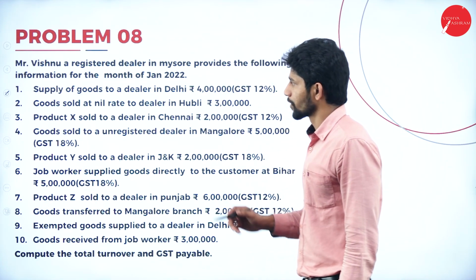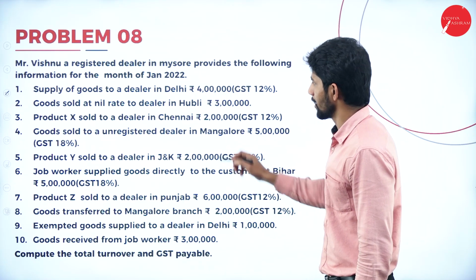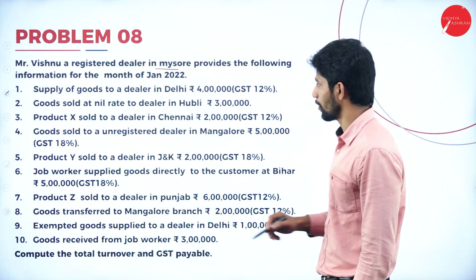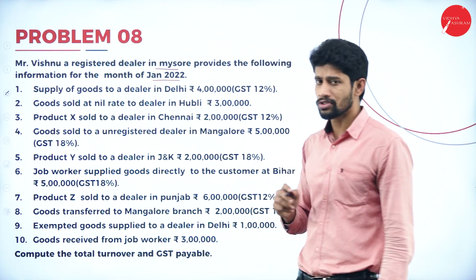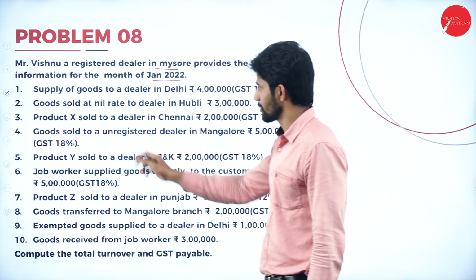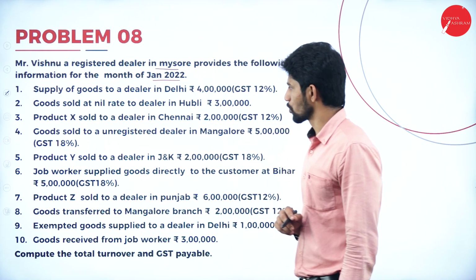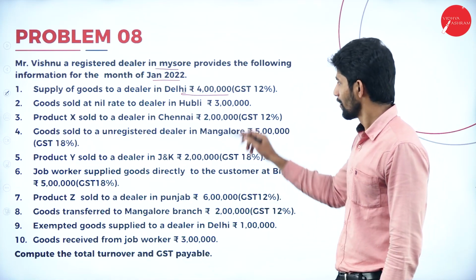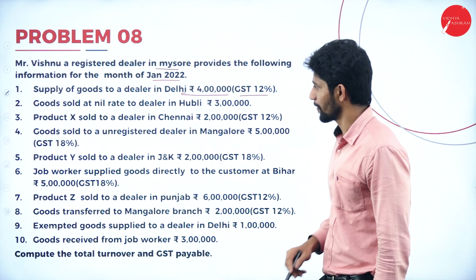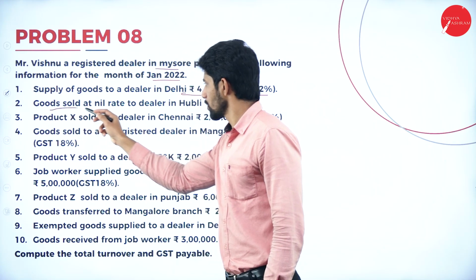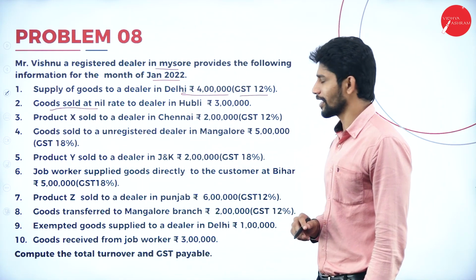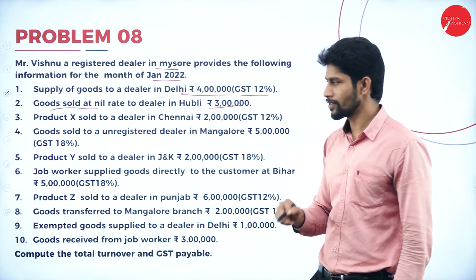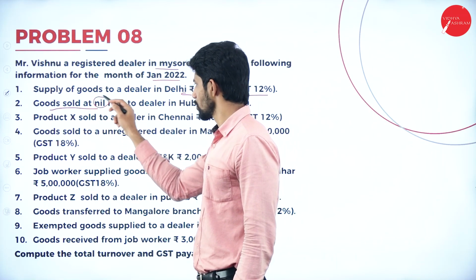Problem number 8. Mr. Vishnu, a registered dealer in Mysore, provides the following information for the month of Jan 2022. So what information did he provide? Supply of goods to a dealer in Delhi, 4 lakhs, 12% GST. Next, goods sold at nil rate to a dealer in Hubli, rupees 3 lakhs. Rate of GST is nil, that is 0%.